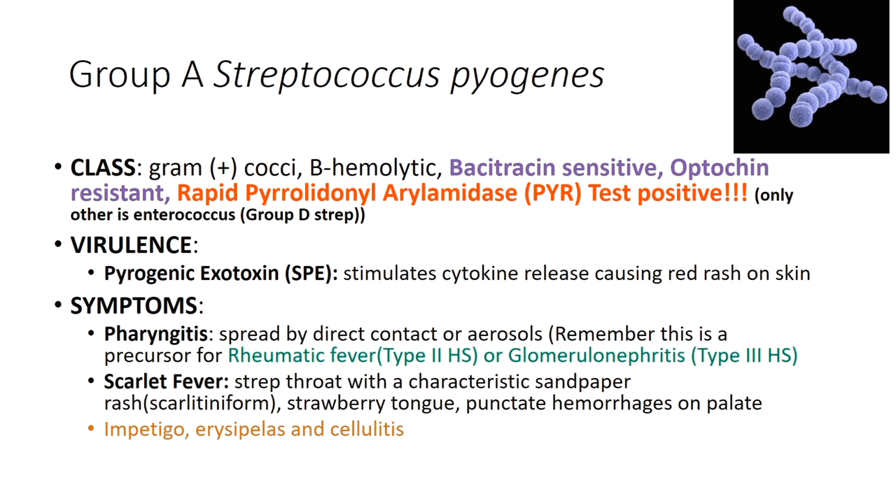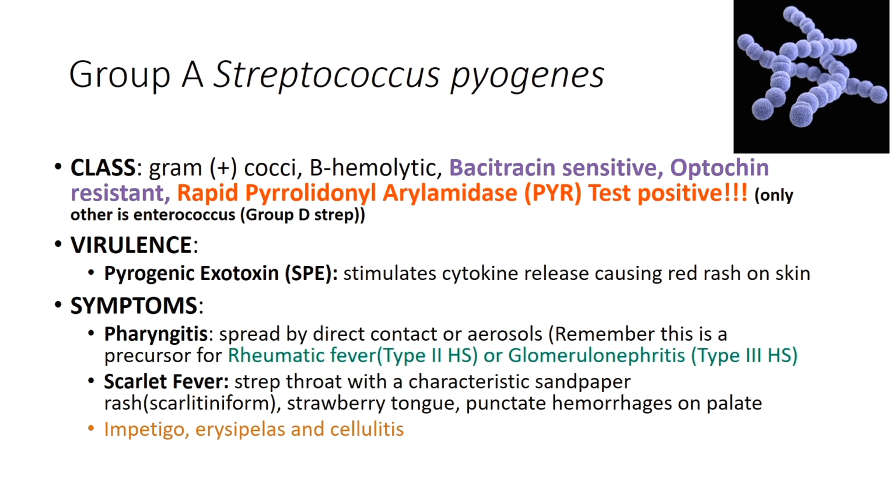Another one that's very specific to this and one other group is the rapid pyrrolidonyl arylamidase test. This guy is positive, so strep pyogenes or group A strep is positive for this PYR test. The only other organism group that is positive for this is your Enterococcus, which also used to be called group D streptococcus. So the variants for this, it has an exotoxin.